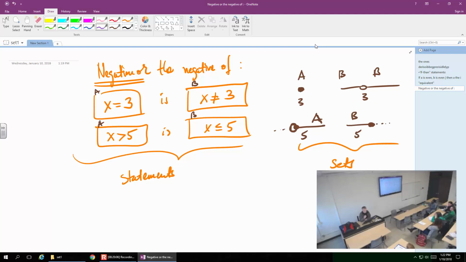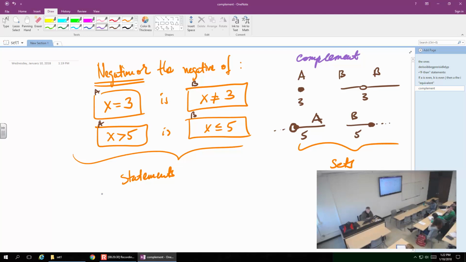Not equal. No, they are not equal, but there is a very specific relation between them. The word is complement. So A is the complement of B, B is the complement of A. They complement each other to create the whole thing. Okay, so that's with sets, and the same with the statements.